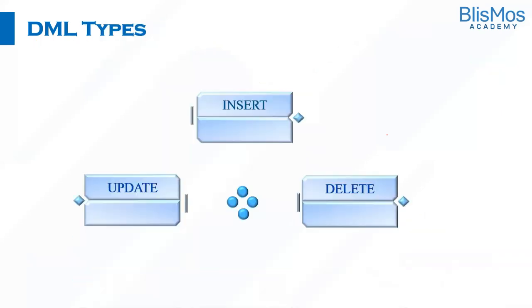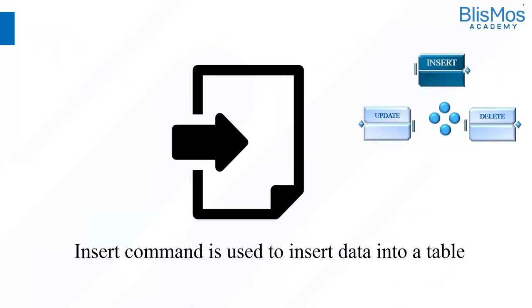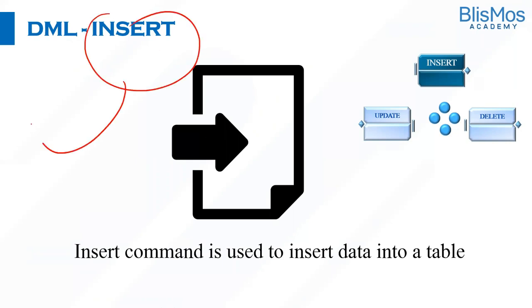We have different DML types. They are insert, update, and delete. Let us look at them one by one. As a part of our earlier videos, you have already inserted records. Whatever records you inserted into the table come as a part of DML, that is data manipulation language. The insert command is used to insert data into the table.